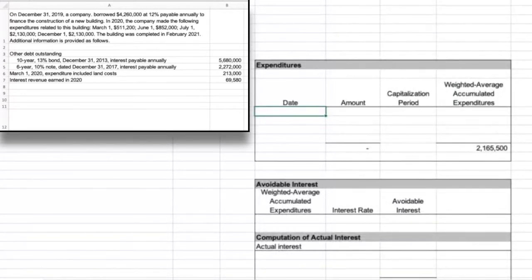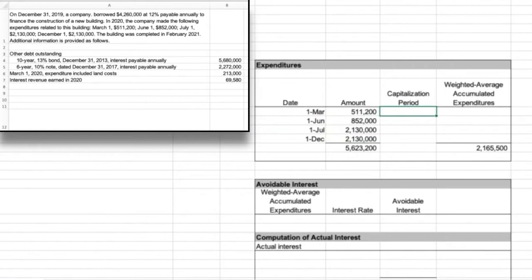We had 4 expenditures. They were on March 1st, June 1st, July 1st, and December 1st, in the amounts of $511,200, $852,000, $2,130,000, and another $2,130,000. Okay, so we had total expenditures of $5,623,200. Now, they weren't all outstanding for the whole year.